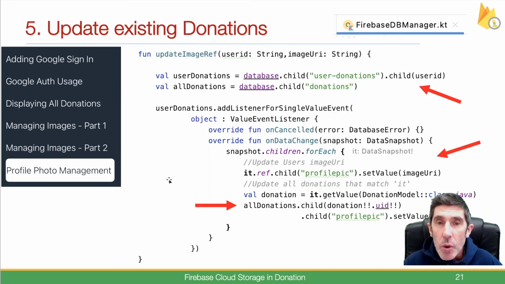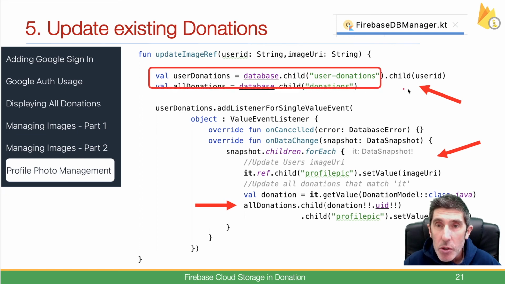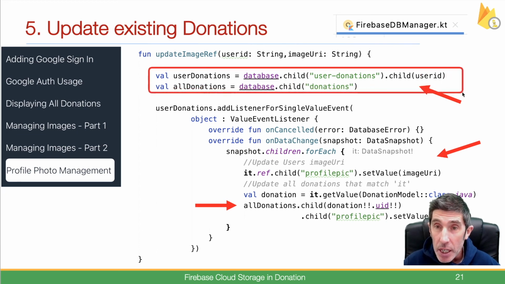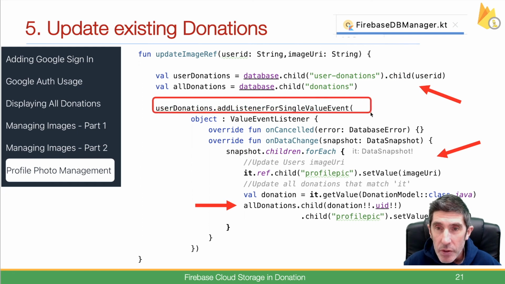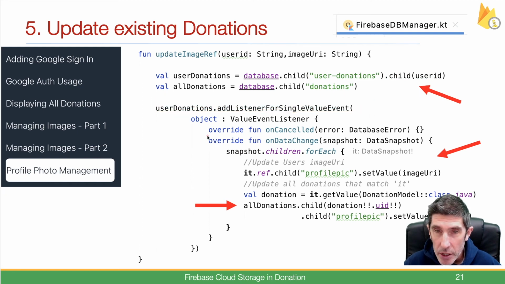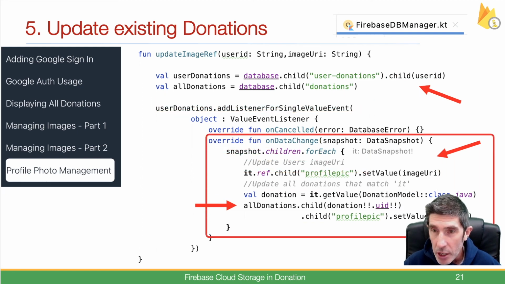Okay, so how we go about updating those, and that's the final piece of the puzzle, is running through the collections in our database and updating that profile pic field as necessary. Here we are binding to both the user's donations and the list of all donations. I do most of my processing on the user's donations here, because it's a child user ID, tied to the specific user ID. In here, I'm adding a listener for a single value event. Inside on data changed, this is where we actually cause the updates to happen.